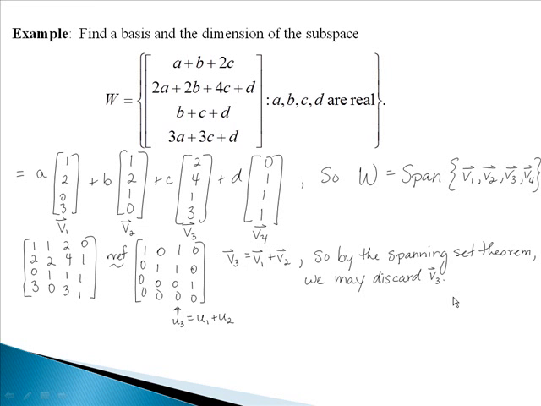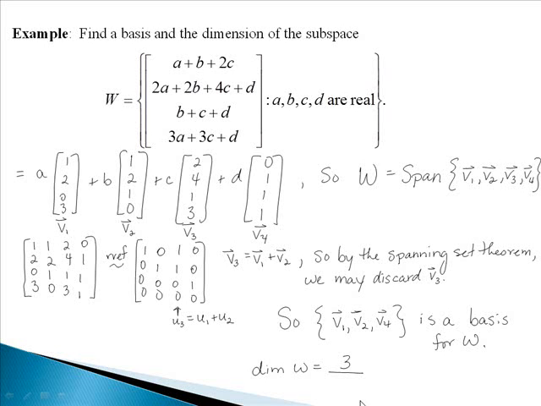So then, by the spanning set theorem, since V3 was a linear combination of V1 and V2, it's extraneous, so we can discard V3. And also notice that V4 is not a linear combination of V1 and V2. Essentially, we had pivots in the columns of V1, V2, and V4. So then we see the set containing V1, V2, and V4 is a basis set for W. So then that means that the dimension of W is equal to 3. The dimension, remember, of our space is the number of vectors in our basis set. So the dimension is 3.